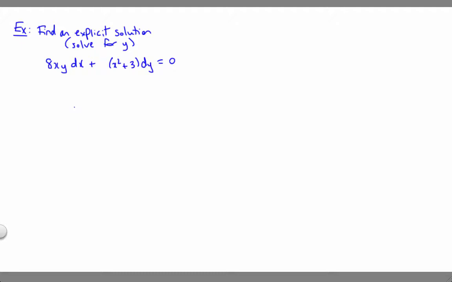So first thing we want to do is get the variables separated, meaning we want to group all of the x's with the dx term, and we want to group all the y's with the dy term. So we could do that over a couple of steps. First thing let's divide by y, just to get the y out of the dx term here. So we'd have 8x dx plus (x squared plus 3) dy over y is equal to 0. Okay, so we're getting there, and then next thing we'd want to do is divide through by x squared plus 3.